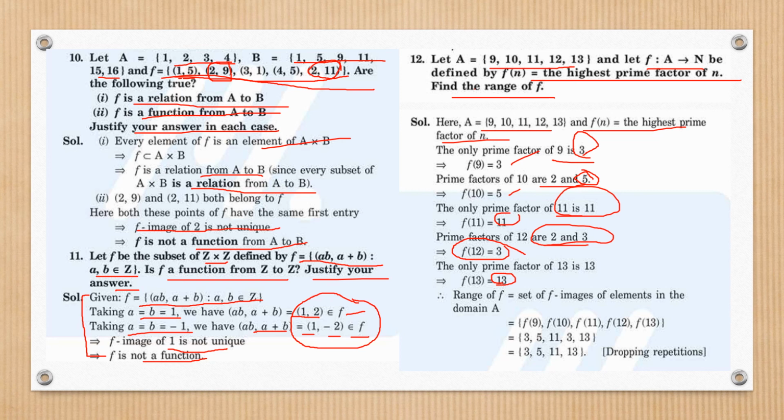So the range of f is the set of f images of elements in the domain. So this means your range is 3, 5, 11, 3, 13. You know that we should not repeat the elements, so it will be just {3, 5, 11, 13}.